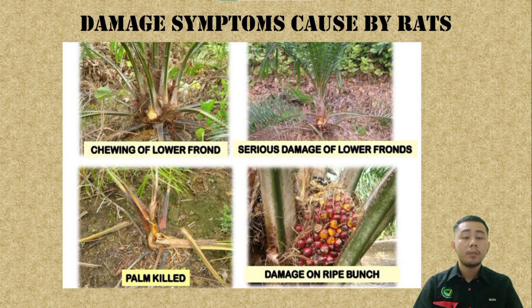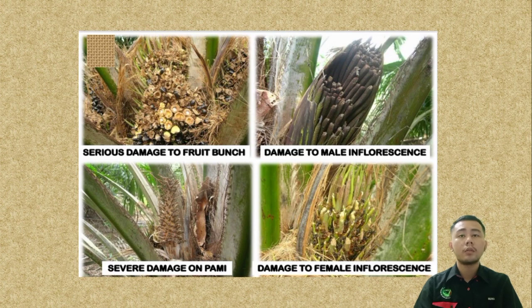Next is the damage symptoms caused by rats. As you can see in the picture, this is among the damage symptoms caused by rats. First is the rats chewing the lower frond, which can cause serious damage to lower fronds. After that, rats can kill the palm, and rats can also damage the ripe bunch. This is among the other damage symptoms caused by rats.